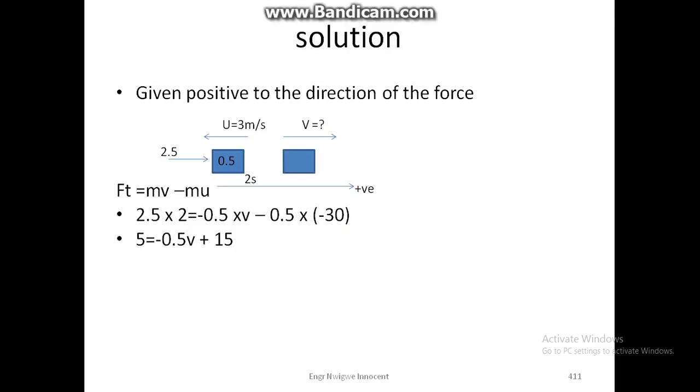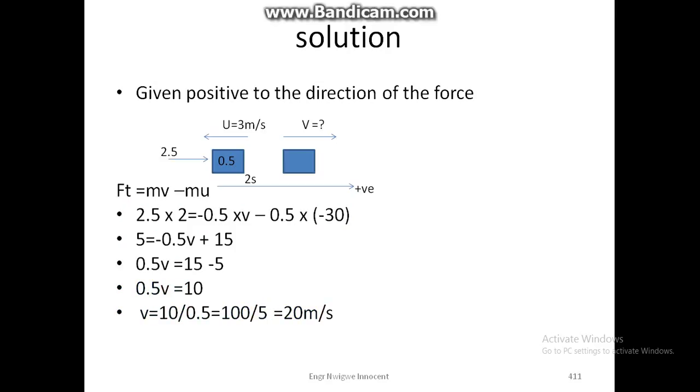We now take like terms together. We now have 0.5 v is equal to 15 minus 5. 0.5 v will give us 10. Then making v the subject of the formula, we now have 10 over 0.5, which gives us 100 over 5, which is 20 meters per second.